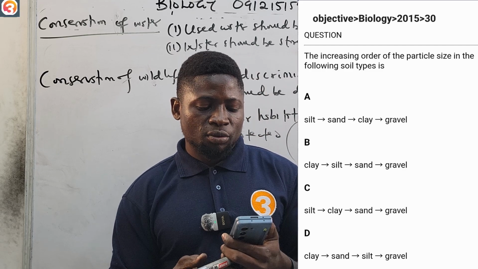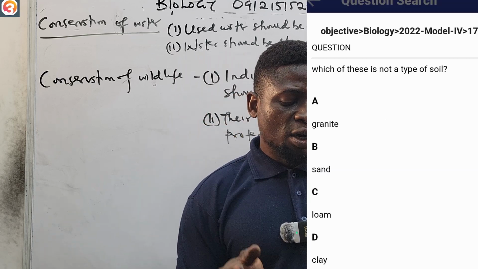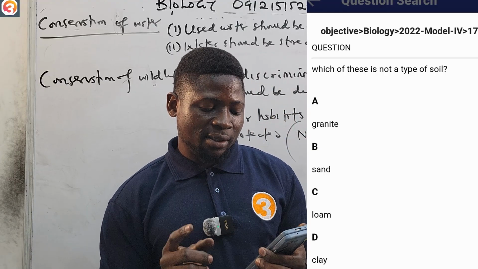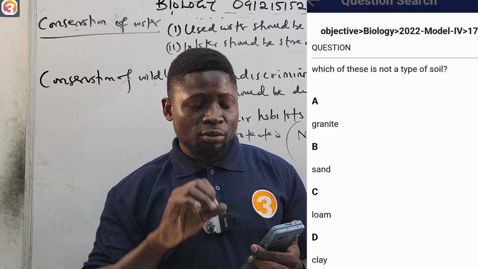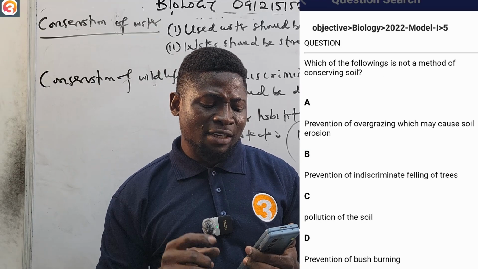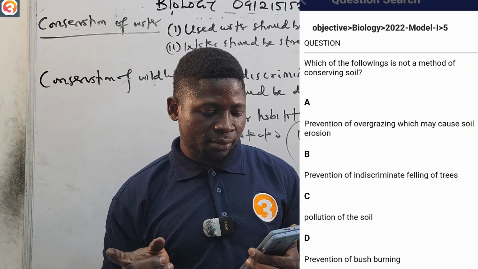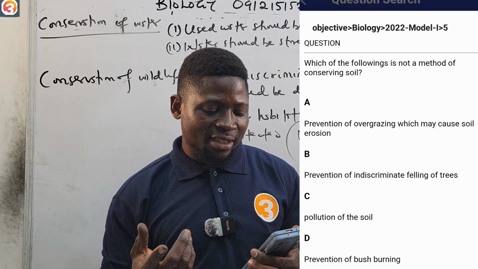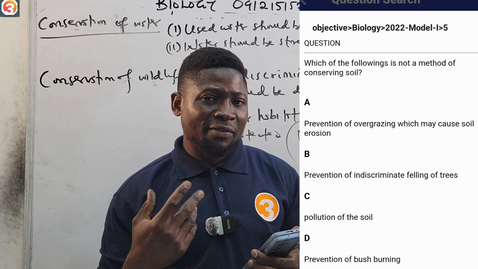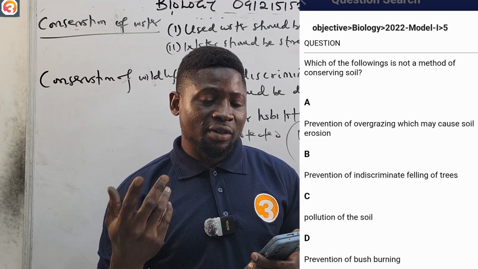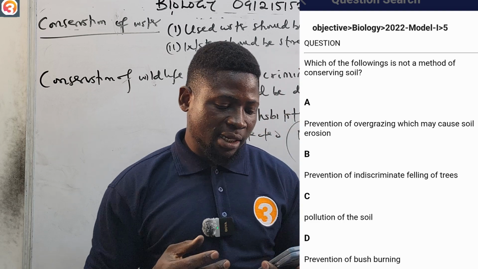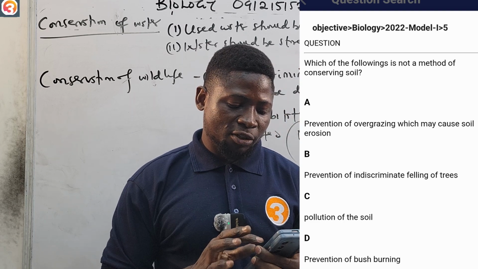Now, 2022 number 17 says, which of these is not a type of soil? A says granite, B says sand, C says loam, D says clay. Then 2022 number 5 says, which of the following is not a method of conserving soil? A says prevention of overgrazing, which may cause soil erosion. B says prevention of indiscriminate felling of trees. C says pollution of the soil. D says prevention of bush burning. Tell me the correct answer in the comment section.